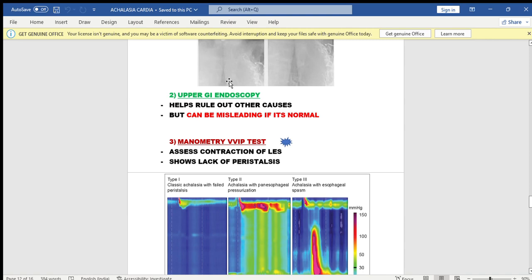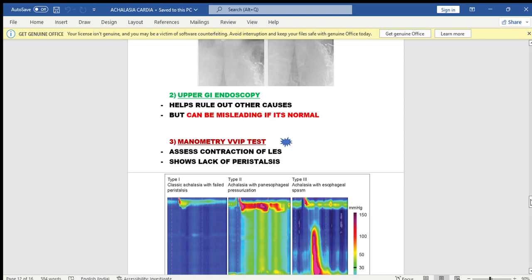Next we can do upper GI endoscopy, but the problem with doing an upper GI endoscopy is that if it comes back normal, it can be misleading because you don't know what the patient is suffering from. So you can use the upper GI endoscopy to rule out other causes of dysphagia, but a normal study does not rule out the possibility of achalasia. Remember that.